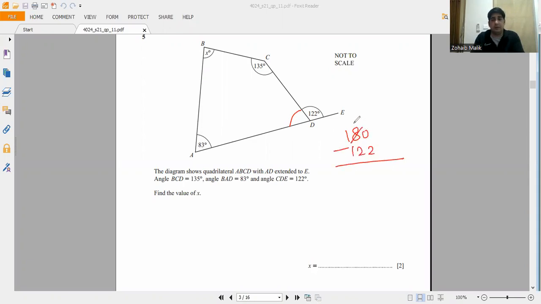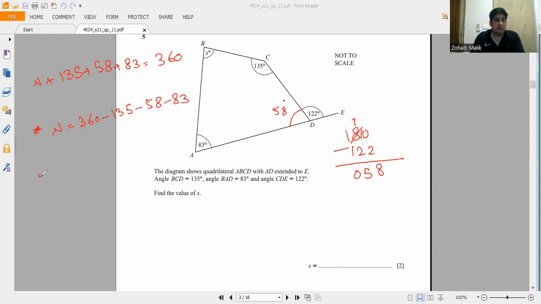So this would be 10 minus 2 is 8, 7 minus 2 is 5, and 1 minus 1 is 0, so this angle is 58 degrees. Okay, now we are supposed to add these angles, or we can write it like this: x plus 135 plus 58 plus 83 is equal to 360 degrees. So the x value is equal to 360 minus 135 minus 58 minus 83.